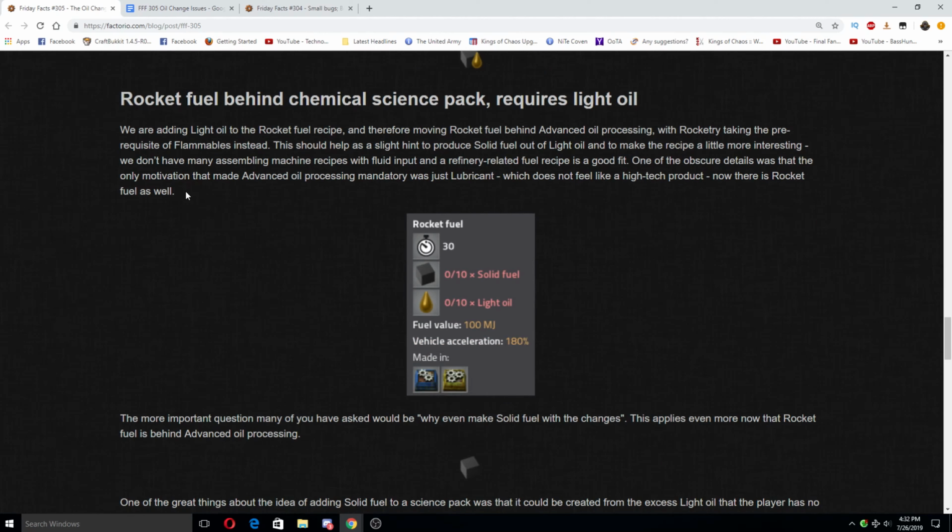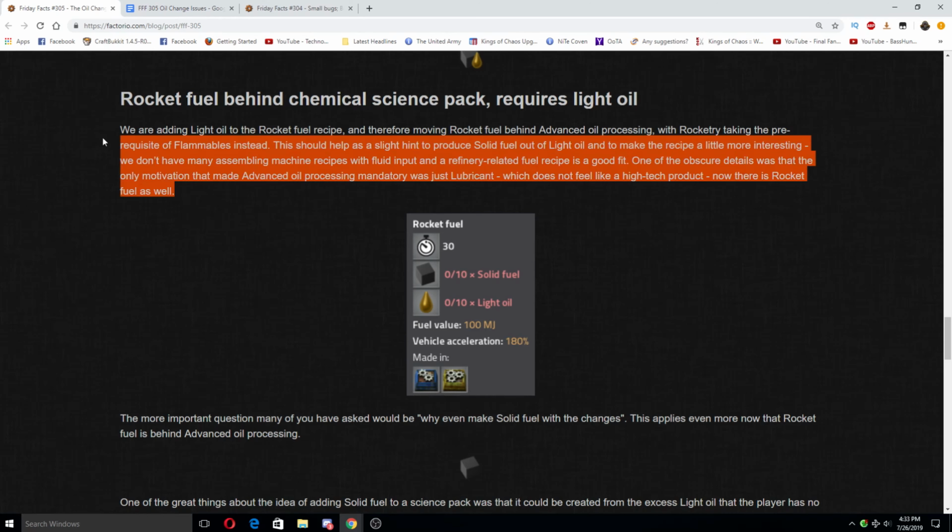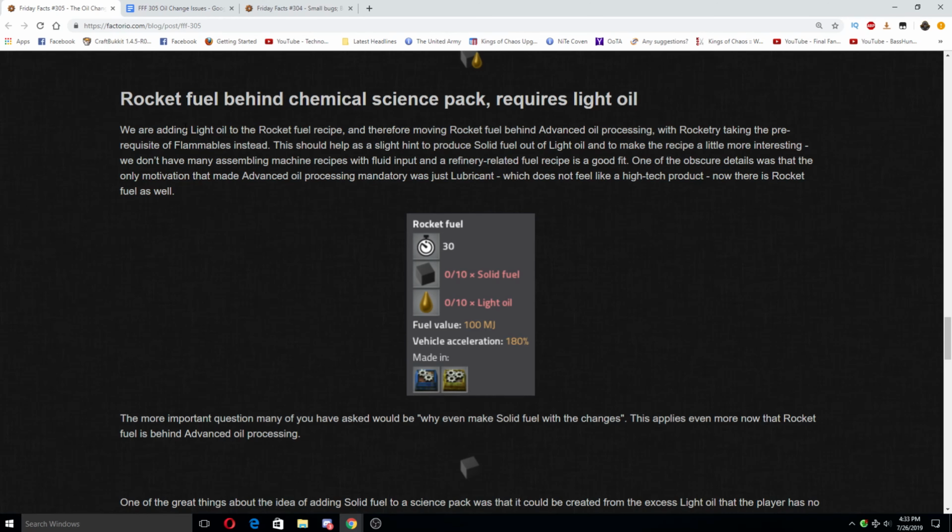Which is frustrating, along with the fact that now having to feed liquids with, to be completely blunt, really, really awful fluid mechanics in the game. I mean, sure, it's just a straight pipe, but still, it's like another split you have to do. Now having to feed liquid into your rocket fuel producers, in my opinion, is completely unnecessary and really stupid.